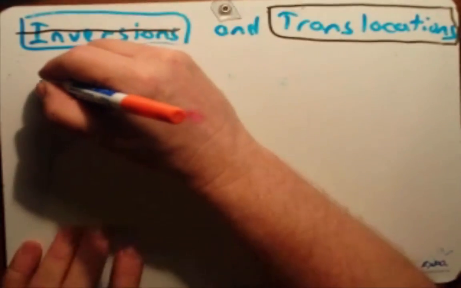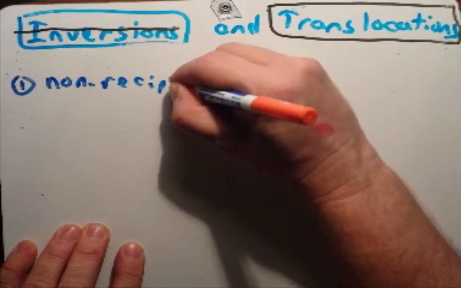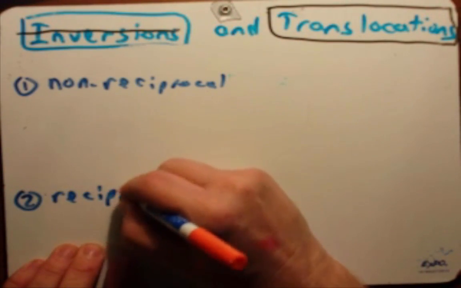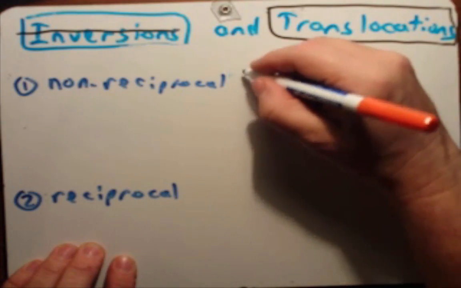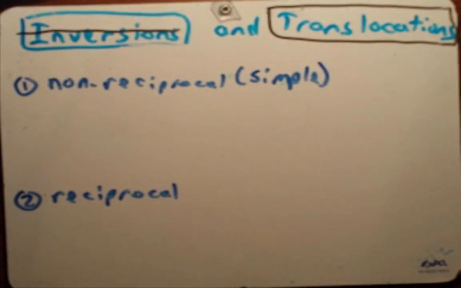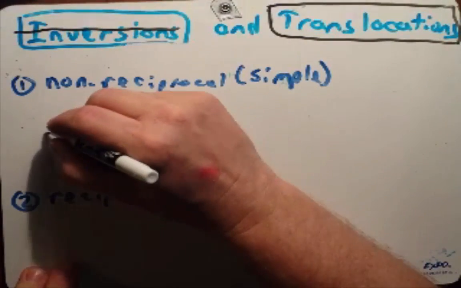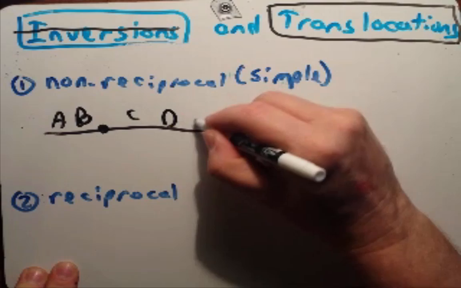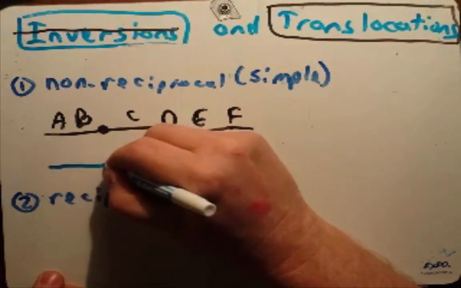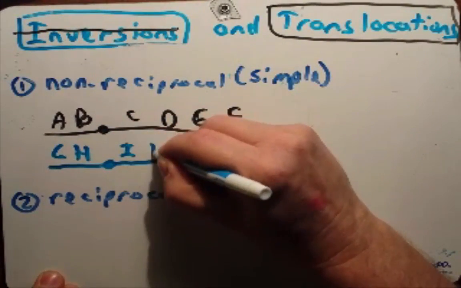All right, so let's start talking about these translocations, and I'm going to begin by defining the difference between a non-reciprocal translocation and then a reciprocal. Sometimes the non-reciprocal ones are called simple translocations. So what happens with a simple or non-reciprocal translocation, you're going to have a chromosome like so, and we'll put our AB there like we have been doing, C, D, E, F, and then let's draw another chromosome like so, and we'll put genes G, H, I, J on this one.